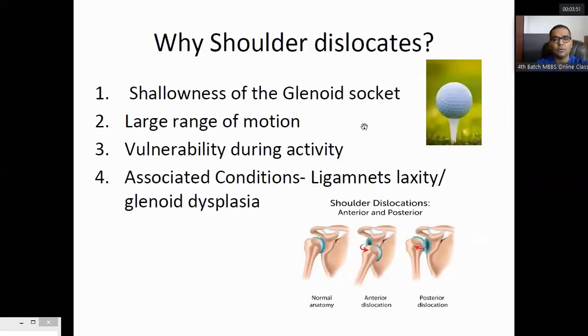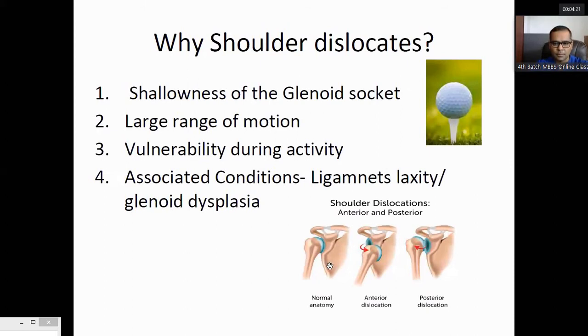So why does the shoulder dislocate? It is commonly described as a golf ball on a tee. So this is a pretty unstable joint. It's mainly due to the shallowness of the glenoid socket, the large range of motion, vulnerability during activity because it is a highly mobile joint, and different associated conditions like laxity and glenoid dysplasia.